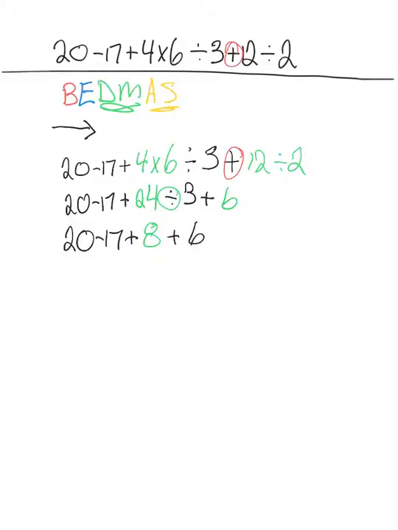So now we look at it and we're like, hey, there is no more division or multiplication. There's only addition and subtraction. So now it's easy and we can just go on through term by term until we get to our answer. 20 minus 17 is 3, plus 8 plus 6. Now I'll do these two, which is 11, plus 6, which equals 17.